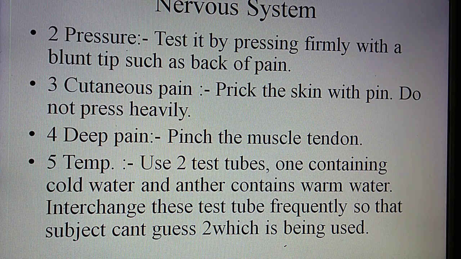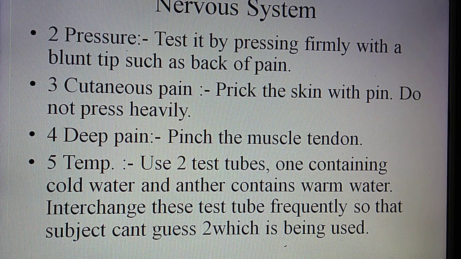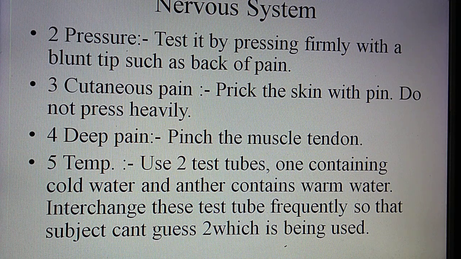And by touching a test tube containing cold water one time and hot water another time, you ask the subject which water is there inside the tube, whether hot or cold, and just note whether he can identify it or not. That means temperature or thermal receptors are normal, so the temperature sense is also normal.